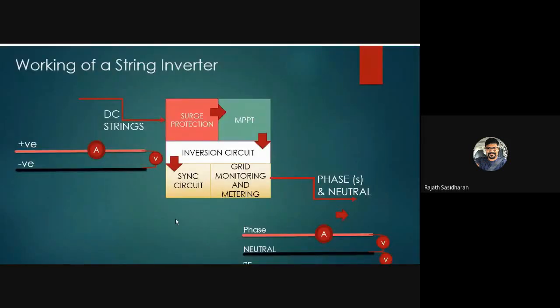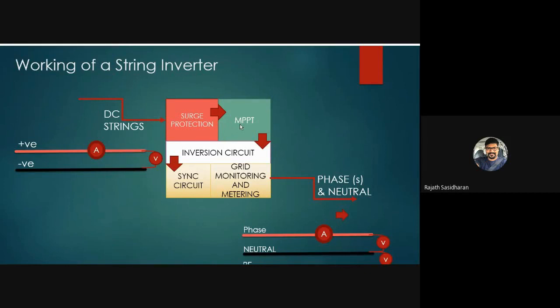Working of a string inverter. These are the bare minimum equipment that you will find inside a string inverter. To start with, we have surge protection. And how do we do the protection? Because it monitors the amperes and it also monitors the voltage of the string. In case of an excess current or voltage, there are braking mechanisms inside the inverters. We use surge arresters and varistors, and different kinds of protection are there.